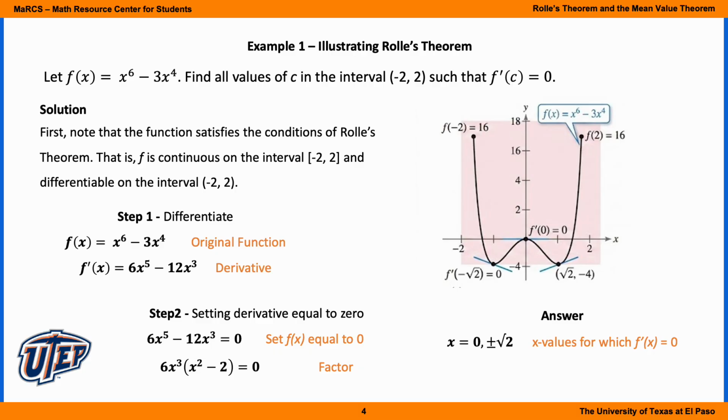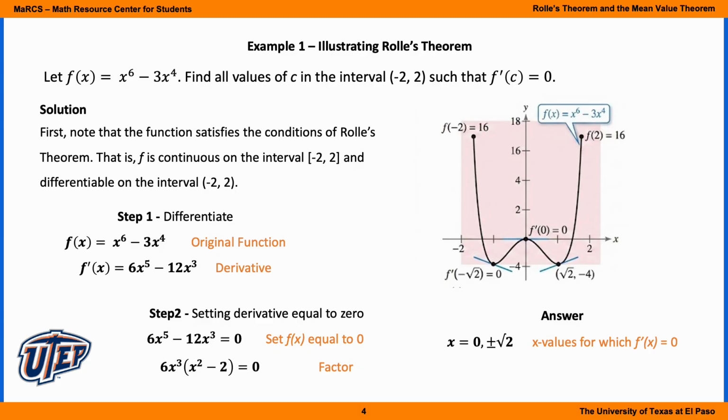So first of all, the function satisfies the conditions of Rolle's theorem. So f(a) is equal to f(b). If we plug in -2 in our function, f(-2) is equal to 16. And if we plug in 2, f(2) is also equal to 16. Also, the function is continuous on the closed interval [-2, 2], and it is also differentiable on the open interval (-2, 2).